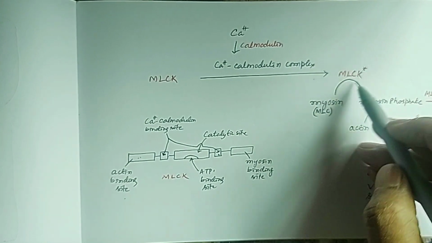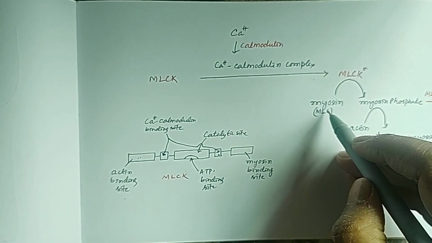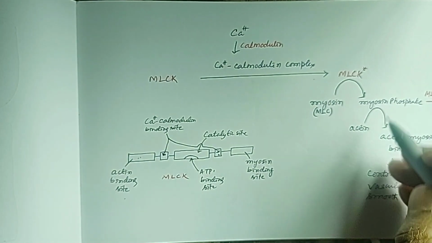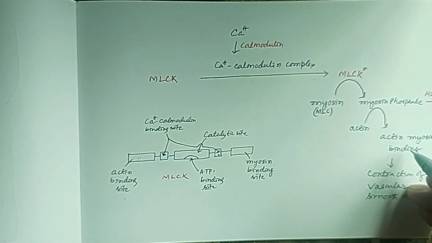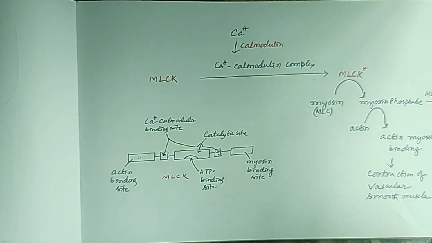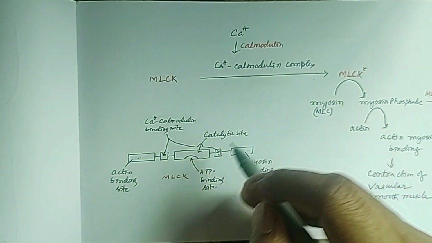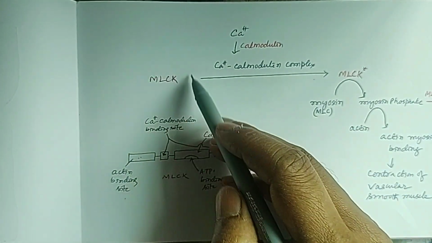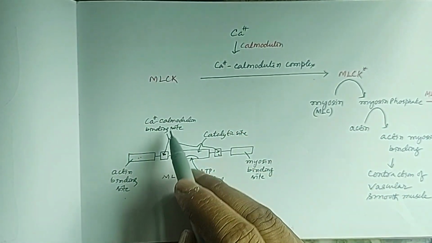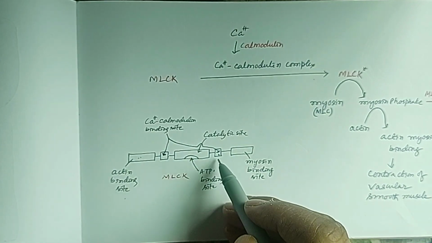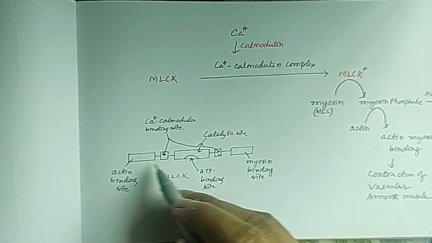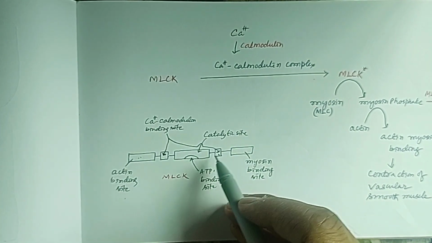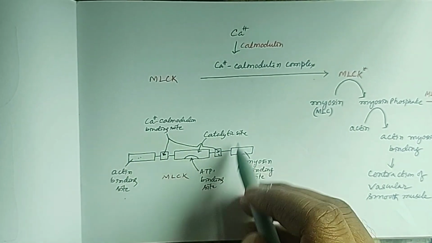This active myosin light chain kinase will phosphorylate myosin light chain, and myosin phosphate will be there, which will bind with actin. Actin myosin binding results in contraction of the smooth muscles. And when this myosin light chain kinase is phosphorylated, it will decrease the affinity of calcium calmodulin. So when this enzyme is phosphorylated, calcium calmodulin binding cannot occur with it, so it cannot be activated.